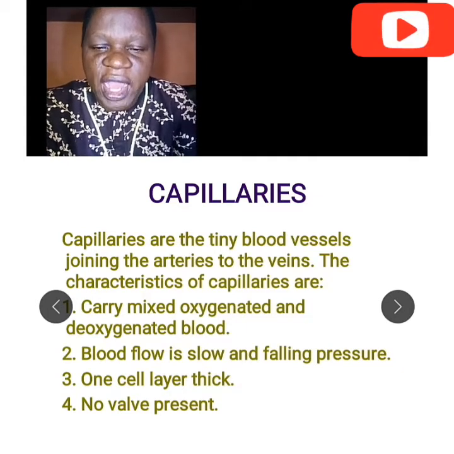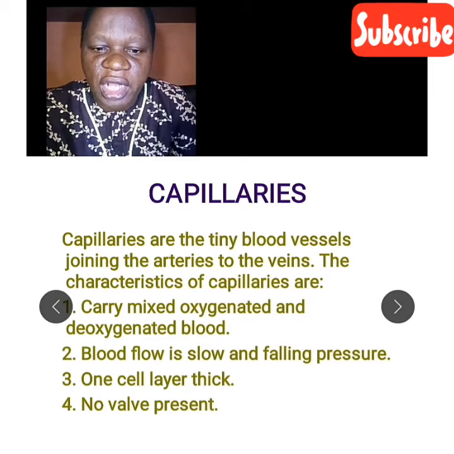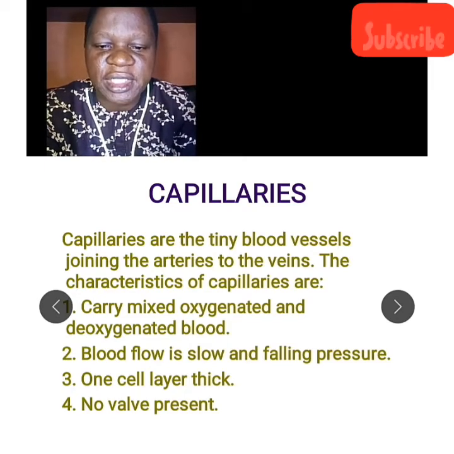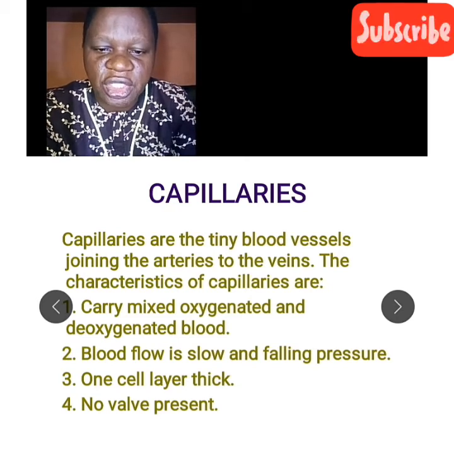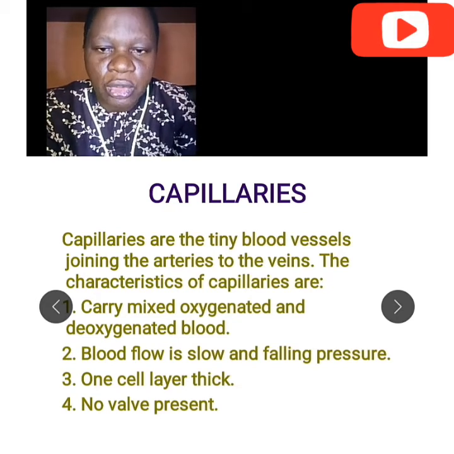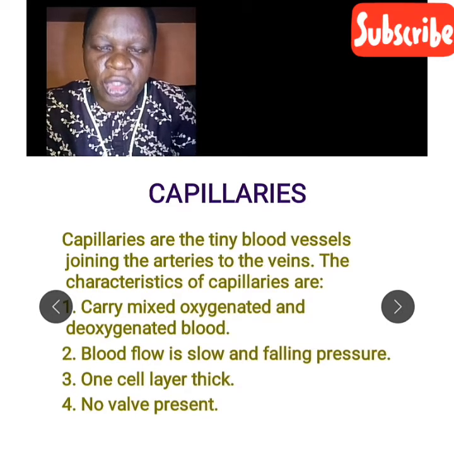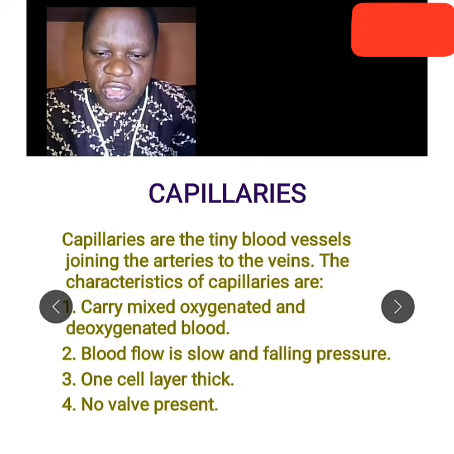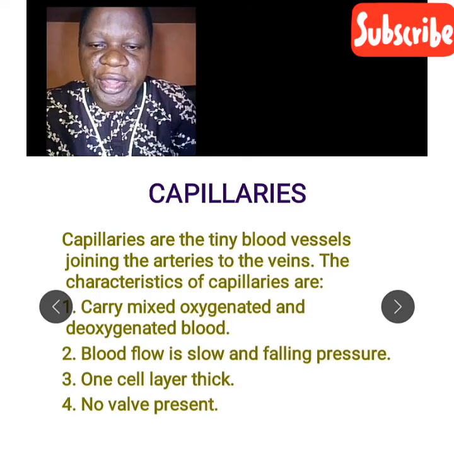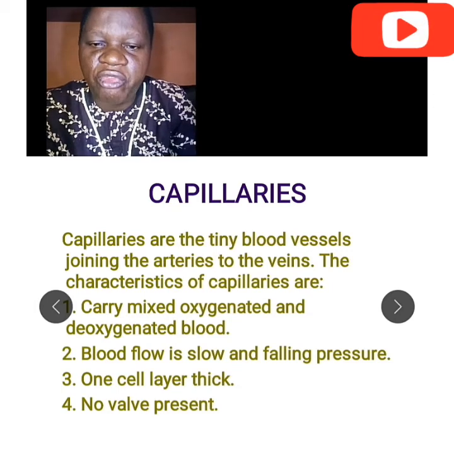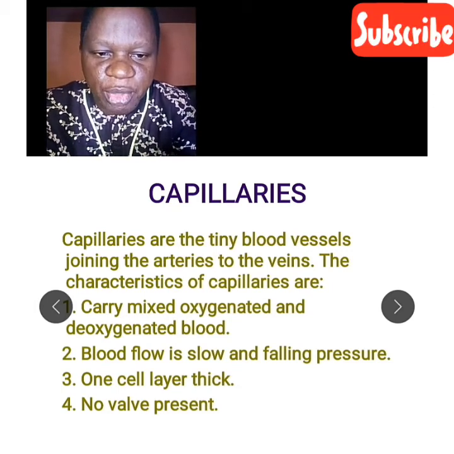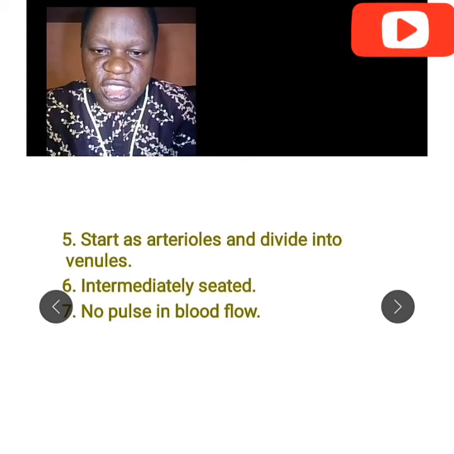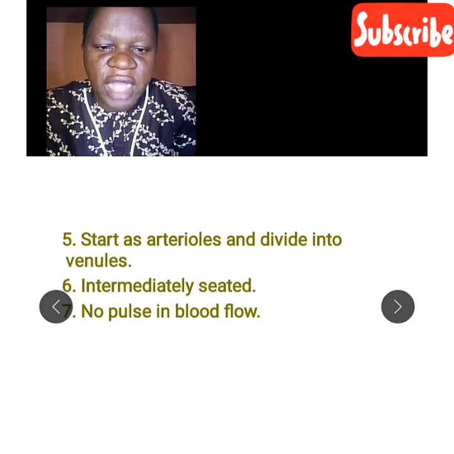Why does artery carry oxygenated blood, vein carry deoxygenated blood? The capillary that unites the two of them carries a mix of oxygenated and deoxygenated blood, and blood flow is slow and is also at a falling pressure, because the blood is now about to return back to the heart for oxygenation. And then it's also one cell thick, no valve present in the case of capillaries, because the blood is at a reduced pressure. It starts as arterioles and divides into venules.